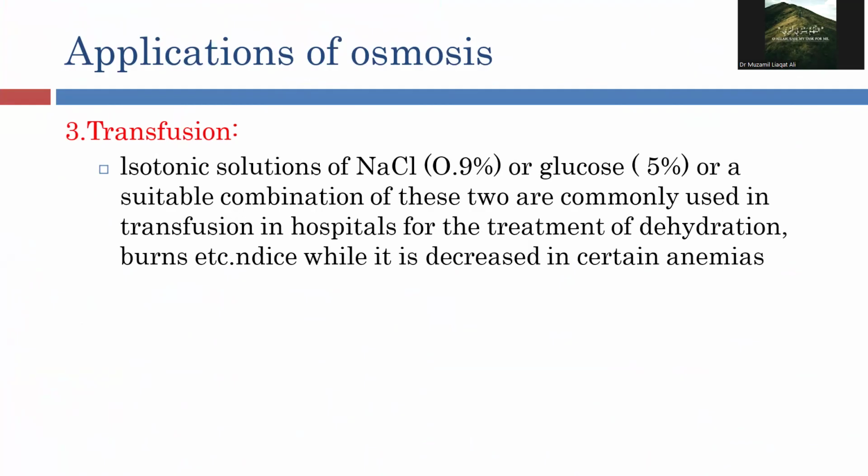Now, let's have a look at the applications, right? The very first one is transfusion solutions. The two most common IV fluids in the world are 0.9% NaCl, that is normal saline, which is isotonic in nature, stays in the extracellular fluid, and is good for resuscitation, dehydration, and burns. And the second one is 5% glucose, the D5W. Initially isotonic but becomes hypotonic after glucose metabolism, used for maintenance, not the shock condition.